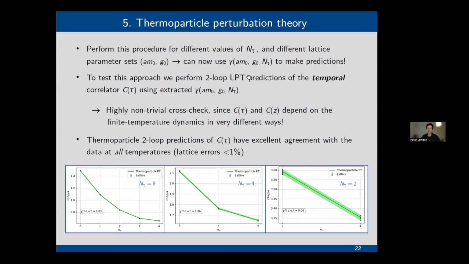I've just said basically everything on this slide. We extract these gammas at different lattice parameter values, at different N tau, different couplings, different masses, and then we do a two-loop lattice perturbation theory prediction of the temporal correlator. This is what we find: we get excellent agreement with the data. What's nice about using this simple scalar model is we can have very, very high statistics, so the lattice errors in the temporal data are less than 1%. So we get extremely good agreement with the lattice data from our predictions.